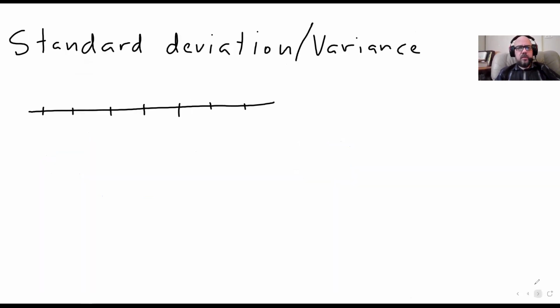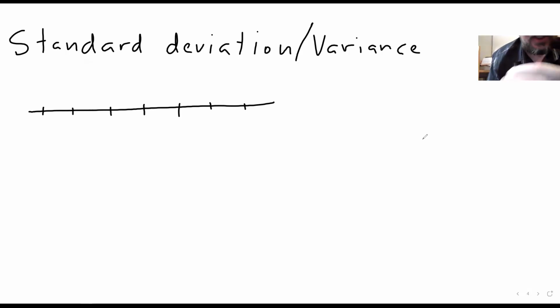The gold standard of measures of spread is standard deviation, or variance if you are a statistician. And by that, I don't mean that those are the same thing. I mean that statisticians tend to use variance and most of the rest of the people tend to use standard deviation. And I will explain why in just a second. So standard deviation and variance are totally different than range.